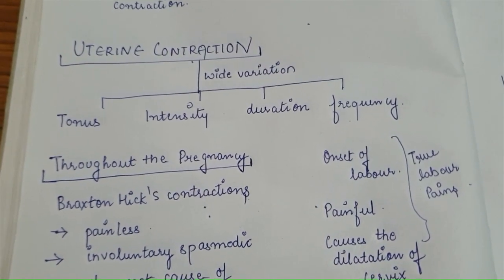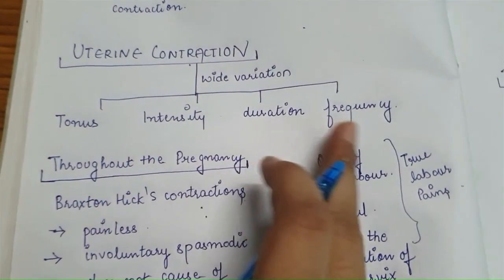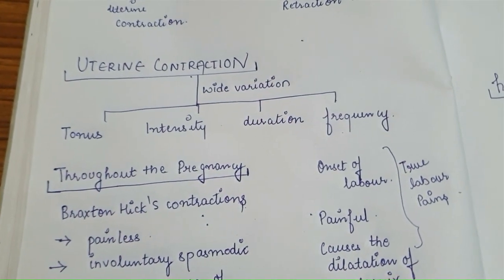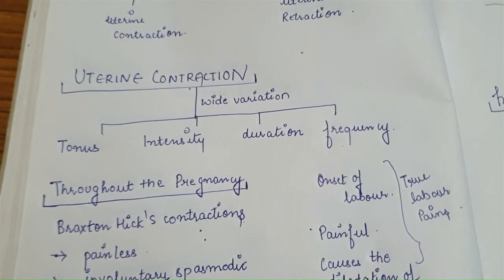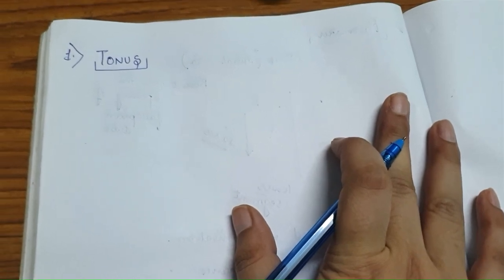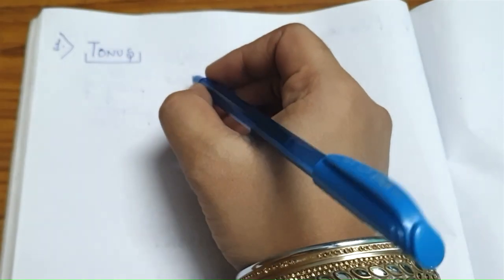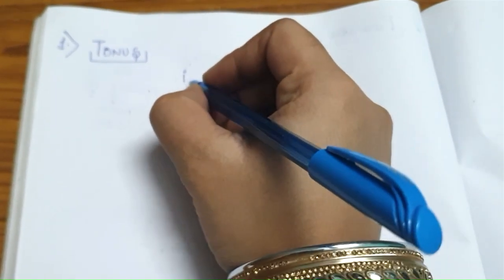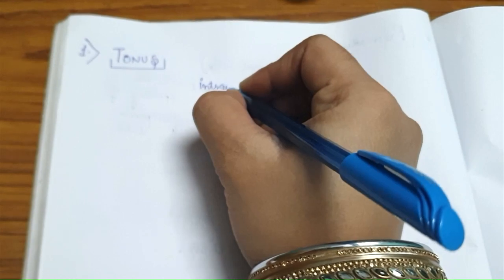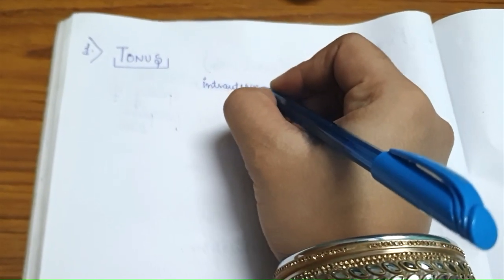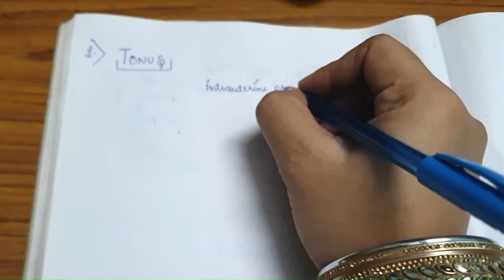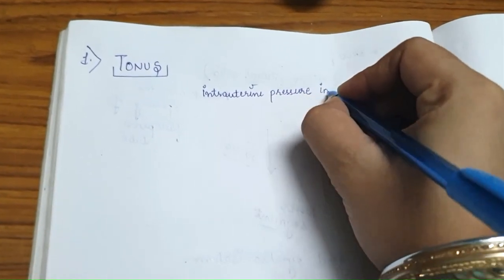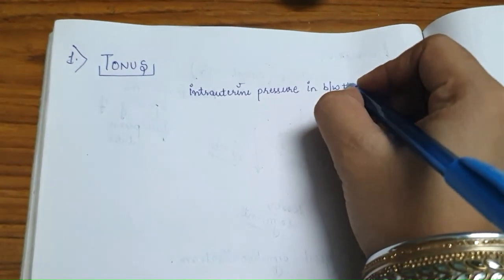And next we will discuss these points one by one, that is tonus, intensity, duration, and frequency of uterine contractions. The first one is tonus. It is basically the intrauterine pressure, that is the pressure inside the uterus in between the contractions.